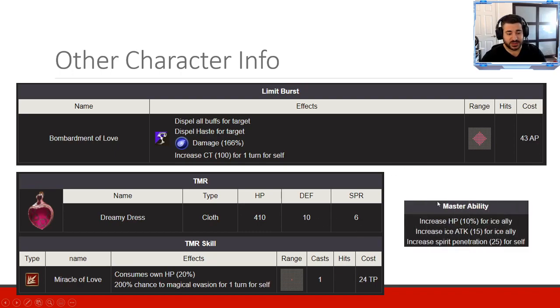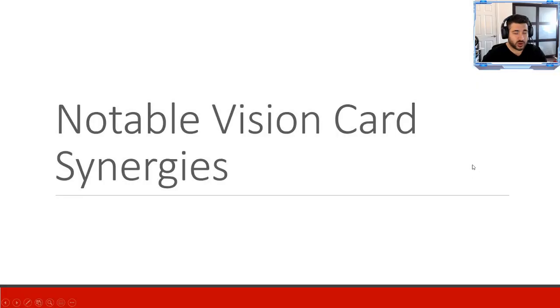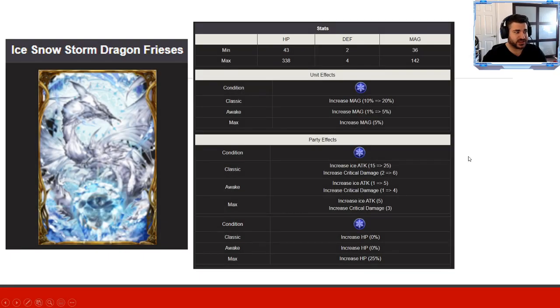And then finally, the master ability, this is where she gets the spirit penetration from, so that's innate, which is really awesome. For the notable vision card synergies, it was the release this week of this Ice Snowstorm Dragon Freeze. I call him Fries just because it's easier to spell and mention. This is amazing. This literally is a card that's going to take her to another echelon.